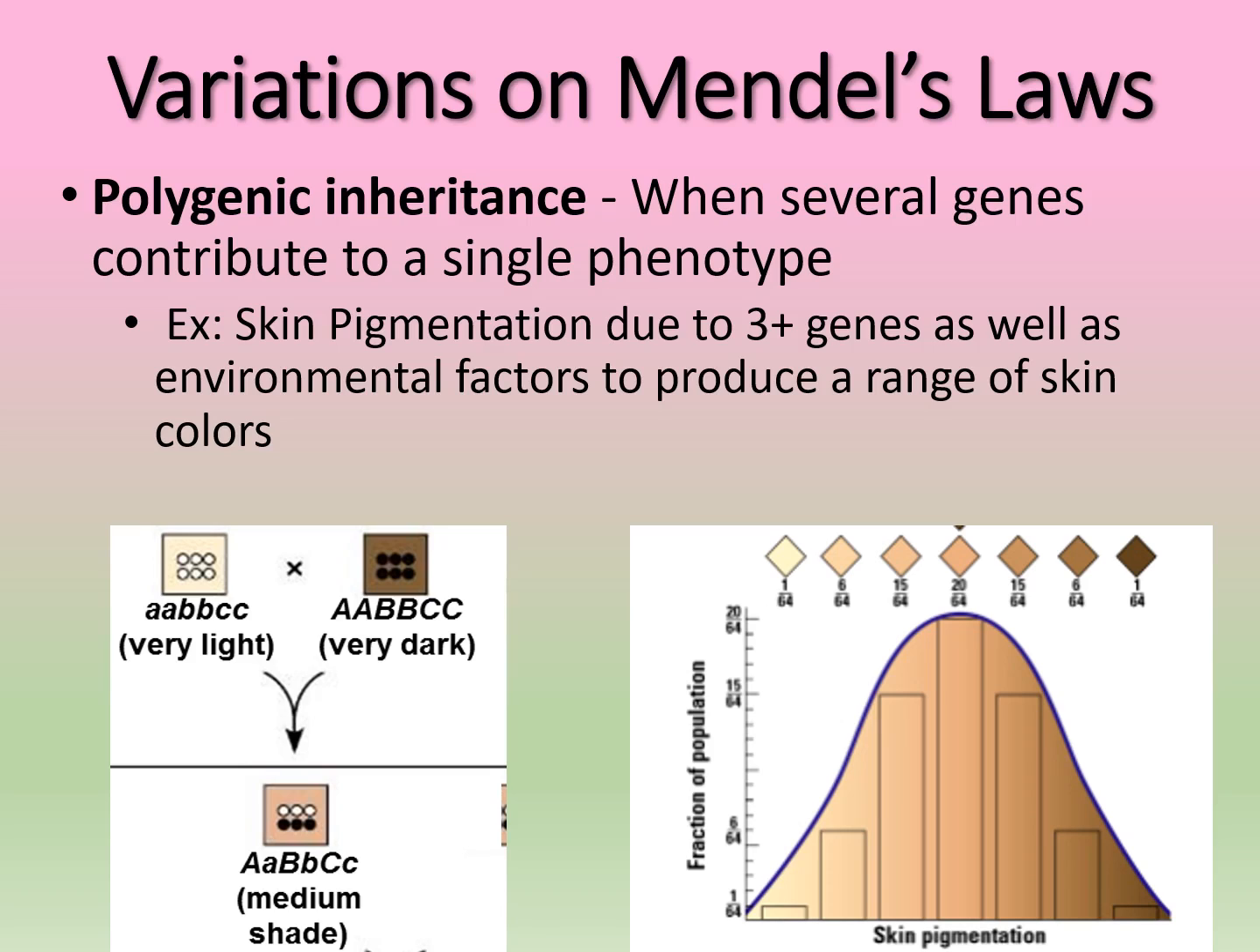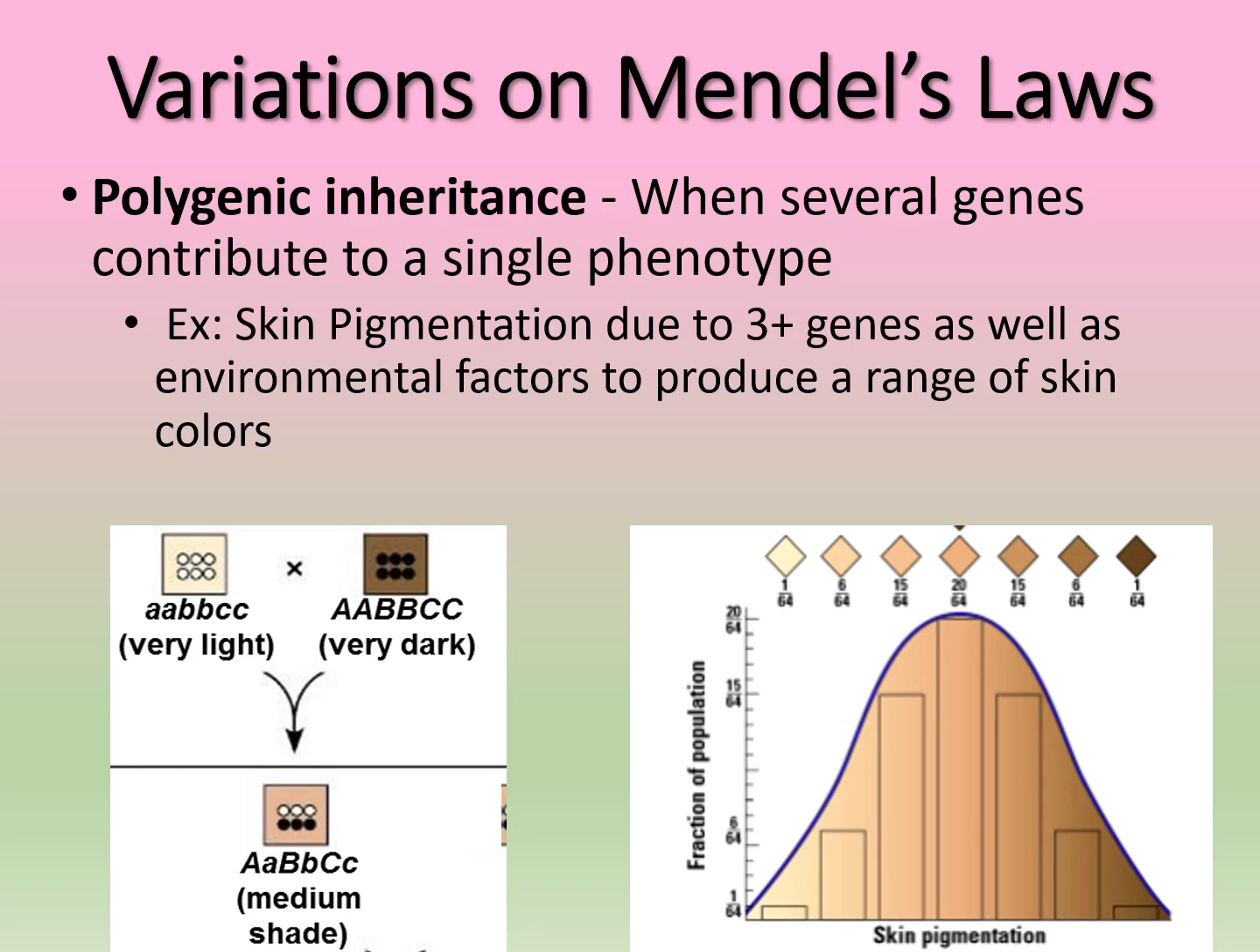So just for an example on the left-hand side, if we say that it's 3 genes, we have gene A, B, and C, which are all going to contribute to skin pigmentation. So if you have all the recessive alleles, your skin will be very light colored. If you have all the dominant alleles, your skin color will be very dark. And if you are a heterozygote and mix all of those, you'll be a medium shade.